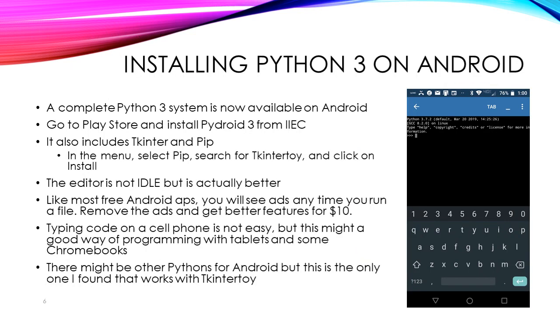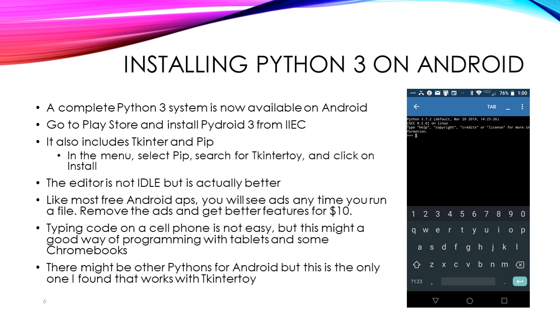You can also install Python 3 on Android devices. All you have to do is go to the Play Store and look for Pydroid 3 from IIEC. This package is complete. It also includes Tkinter and pip. To get Tkinter on your device, go to the menu, bring up pip, search for Tkinter, and click on install, and it will take care of it for you.